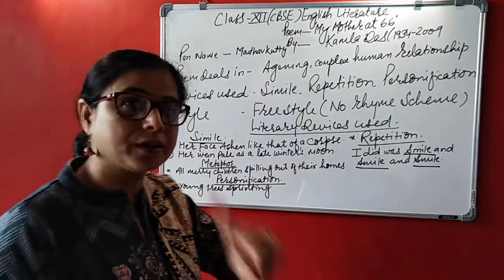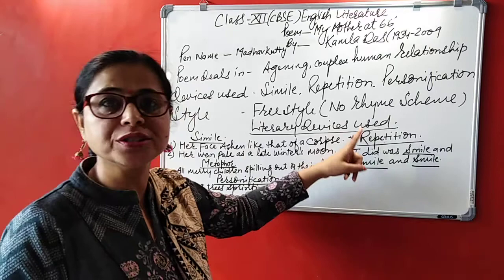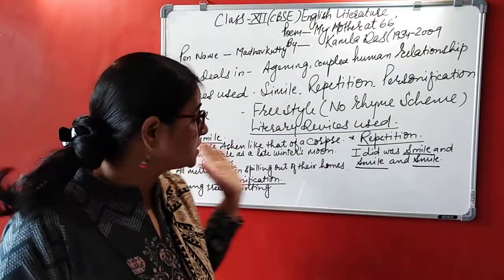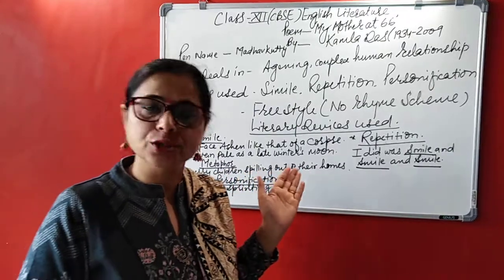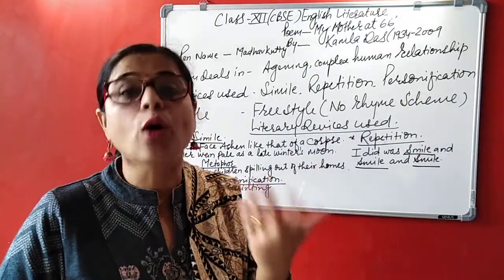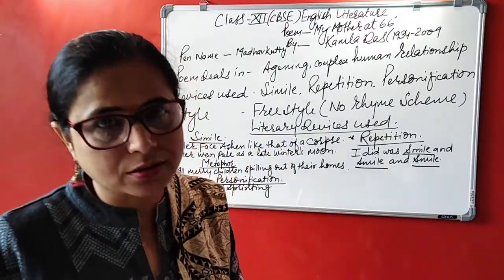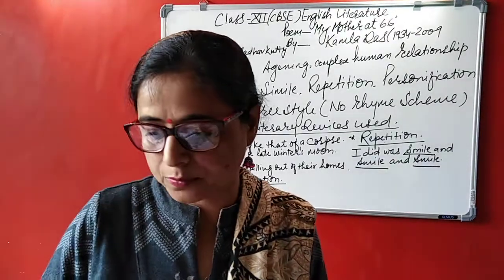So here which literary device has been used? Repetition. So children, these literary devices have been used. Hope you have understood. Now we're going to discuss the question answers of this poem.